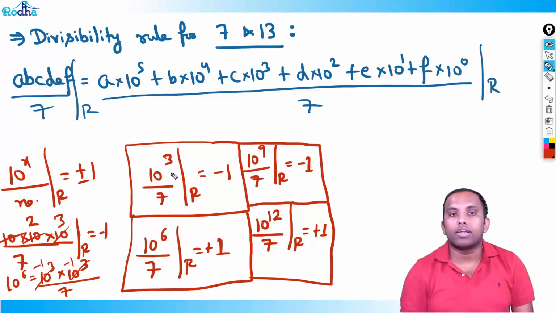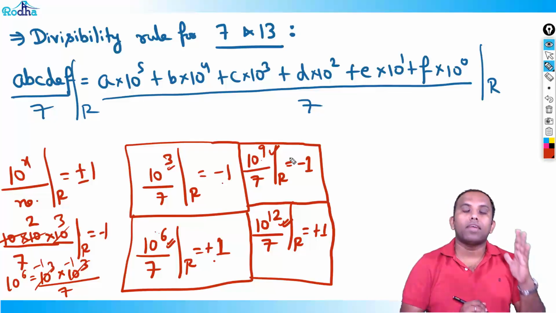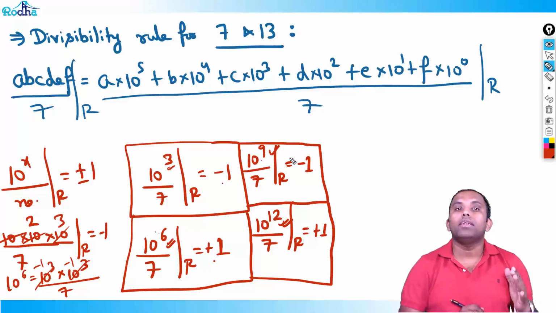So like this it goes: 10 cube by 7 is minus 1, 10 to the 6 by 7 is plus 1, 10 to the 9 by 7 is minus 1, 10 to the 12 by 7 is plus 1, right? So at every multiple of 3, 10 raised to 3k, every odd power it is minus 1, and every even power it is plus 1. That means if at 10 cube I got this, I need to make groups of 3.